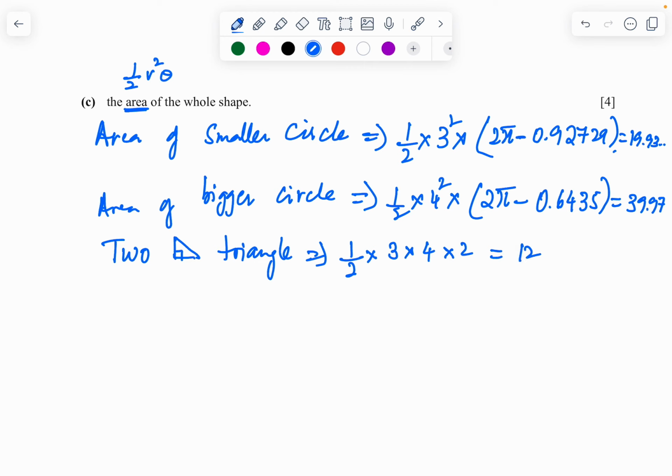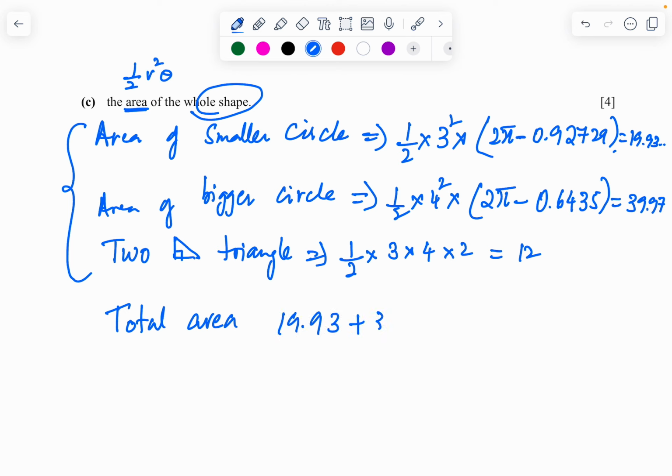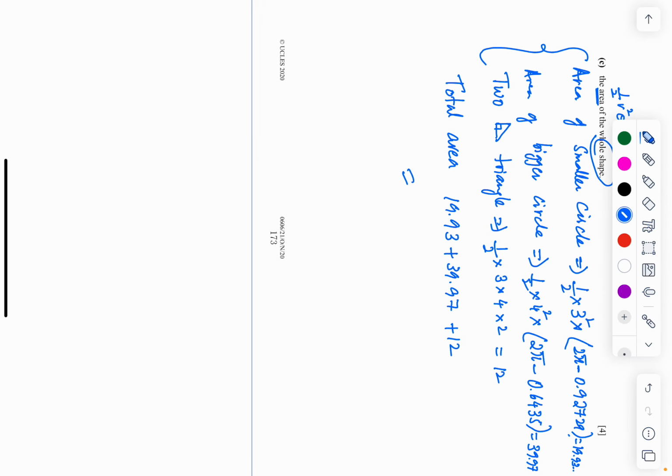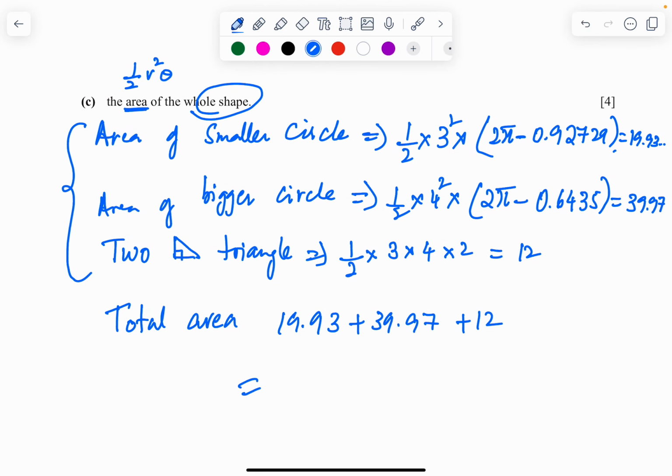So now I will add up, because it's the total whole shape, so the total area is 19.93 plus 39.97 plus 12, and this gives me 71.9 centimeter square. So this is our final answer.